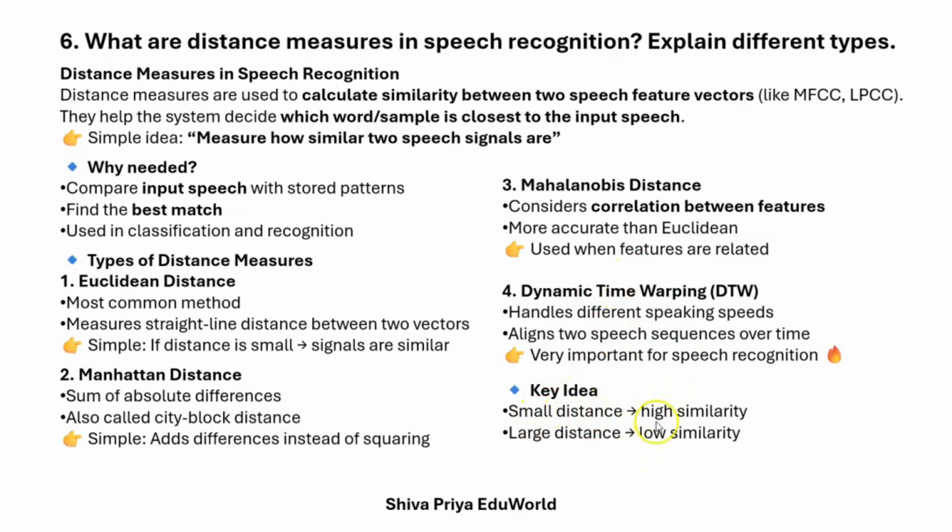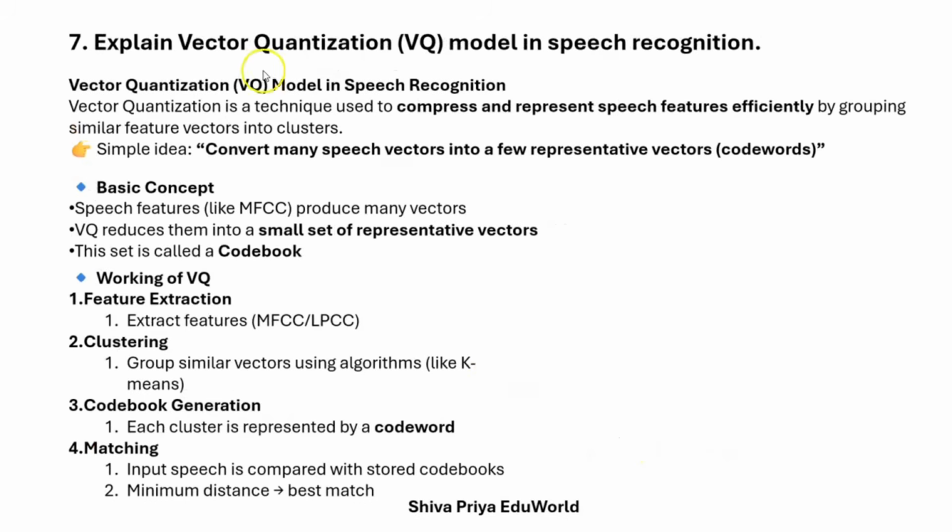Here, small distance means high similarity, and large distance means low similarity. If the distance is very small, then high similarity is there. Large distance means the similarity is very low. Clear? Let us move to the next question.